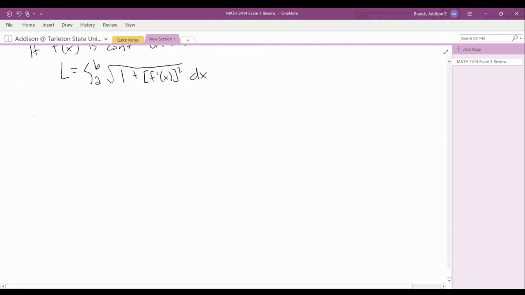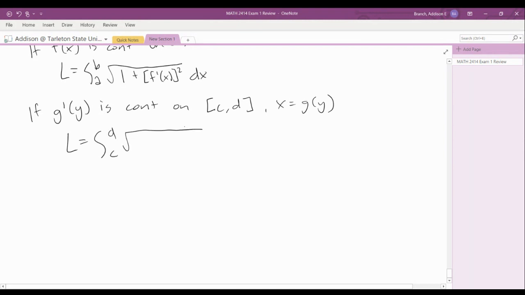Similarly, if g prime of y is continuous on c to d, and we know that x is equal to g of y, our arc length then would be the integral from c to d of the square root of 1 plus g prime of y squared dy.